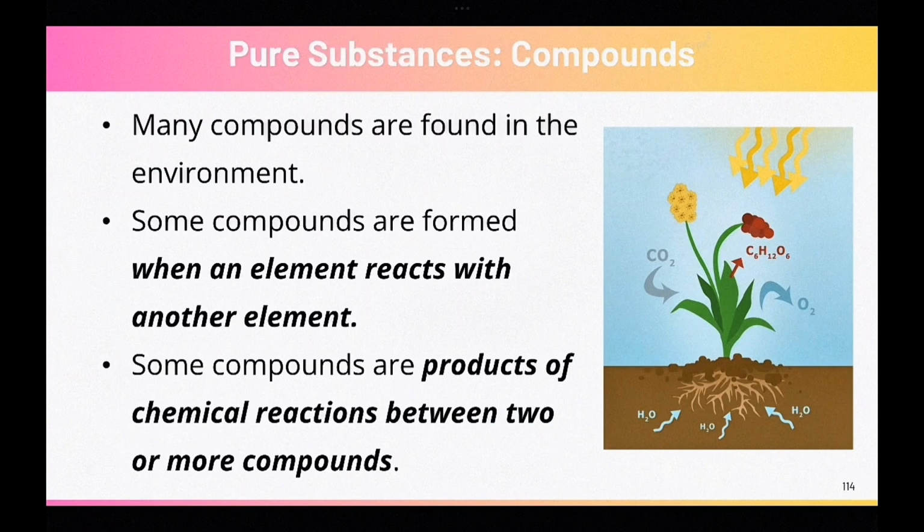Now, many compounds are found in the environment, for example carbon dioxide, sugar, water, and so on. Some compounds are formed when an element reacts with another element, and some compounds are products of a chemical reaction between two or more compounds. For example, in cellular respiration, and in photosynthesis, where certain plants release oxygen.